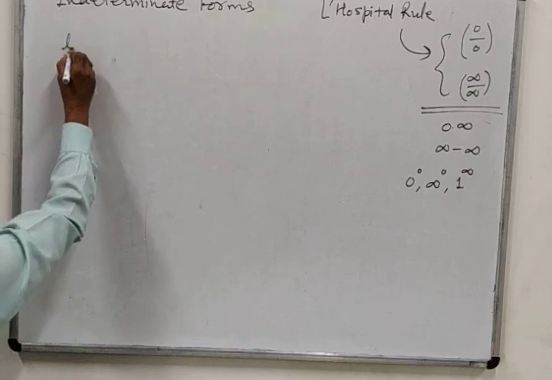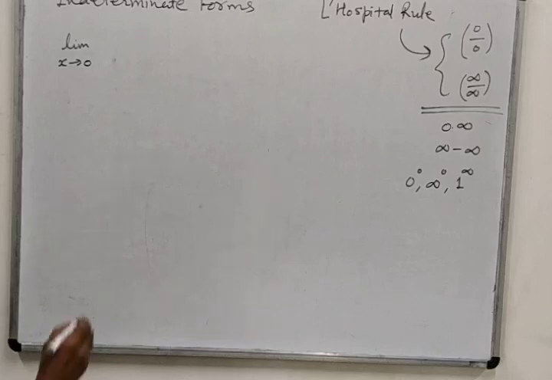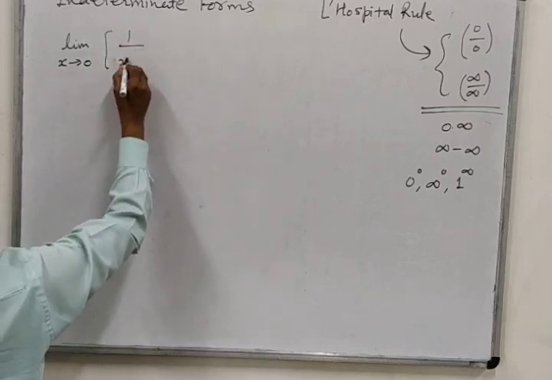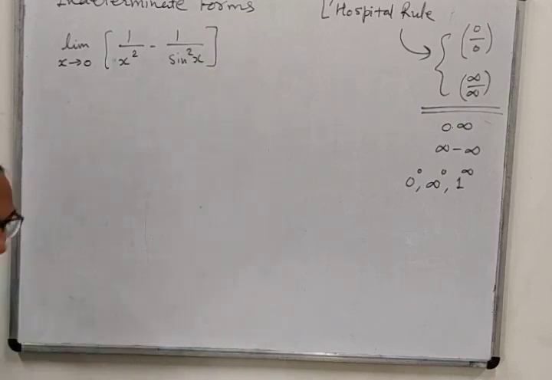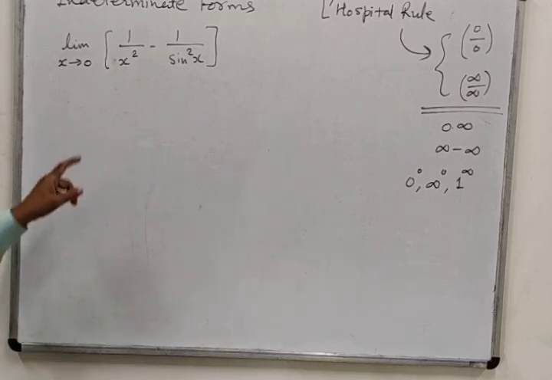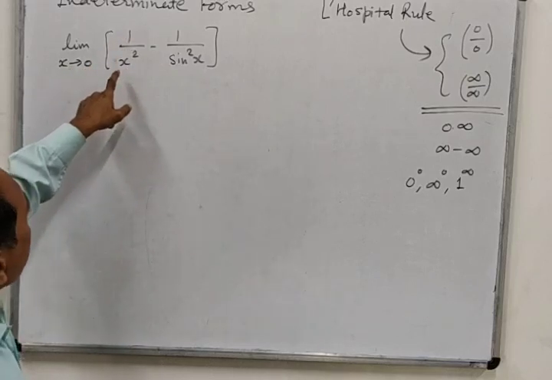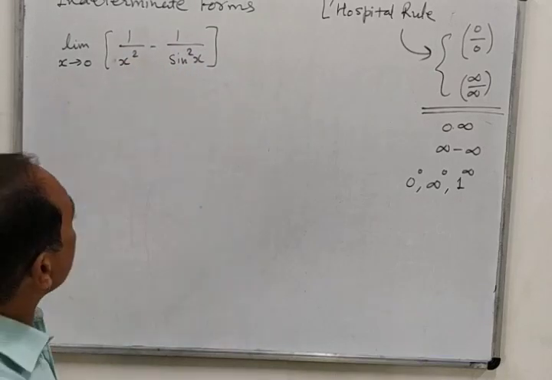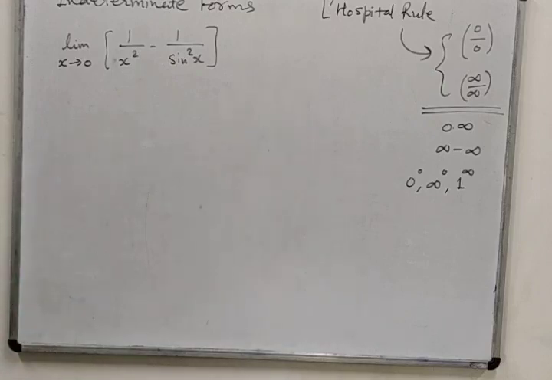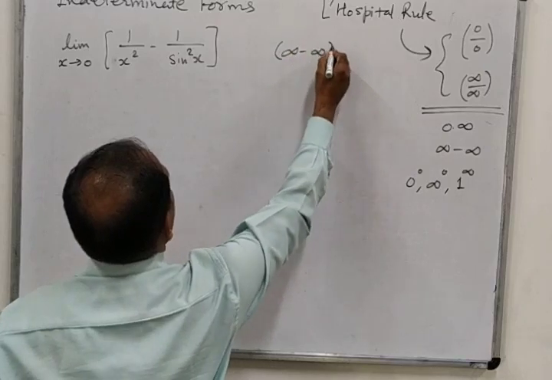Suppose we consider one example: limit as x tends to 0 of 1 upon x square minus 1 upon sine square x. Now let us see what will happen here. First of all, we try to put x equal to 0. So 1 upon 0, that means it is infinity. 1 upon sine 0 is 1 upon 0, so it is again infinity. So it is infinity minus infinity.